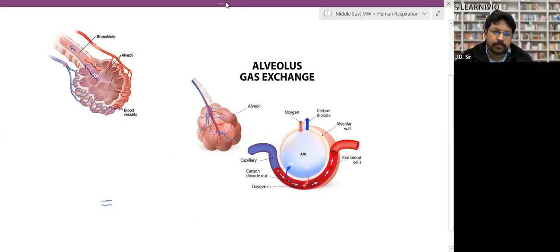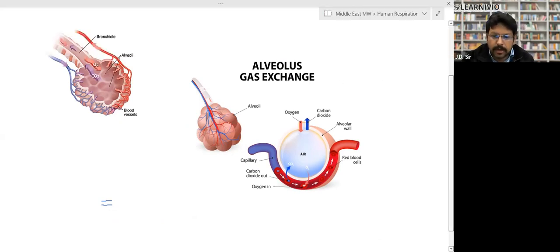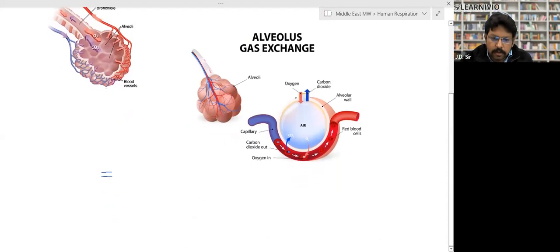Look, what is happening with this one? Alveoli exchange of the gases. This is the alveolar wall, meaning the wall of alveoli. These are the blood capillaries, and blood is flowing in these capillaries. These are the RBC. The carbon dioxide is going outside and oxygen is coming inside. These RBC have hemoglobin. Hemoglobin releases carbon dioxide over here and takes back the oxygen. That's how the exchange of gases takes place between alveoli and blood.